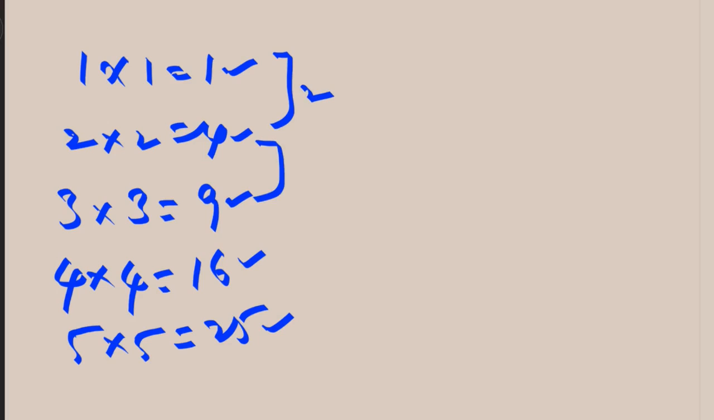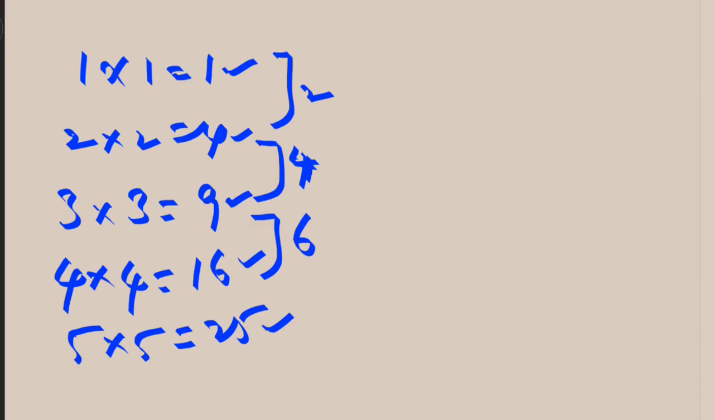5, 6, 7, 8. 4 numbers are there. And between 9 and 16, 10, 11, 12, 13, 14, 15. So that means 6 numbers are there. So in this way, the numbers are increasing here.